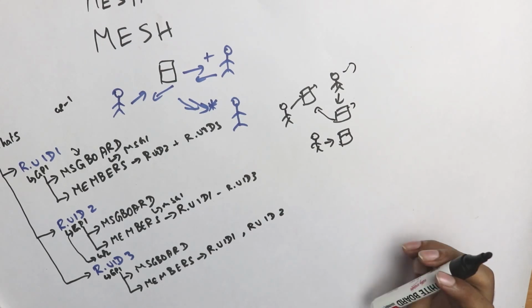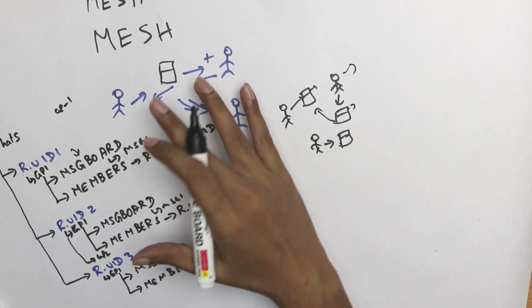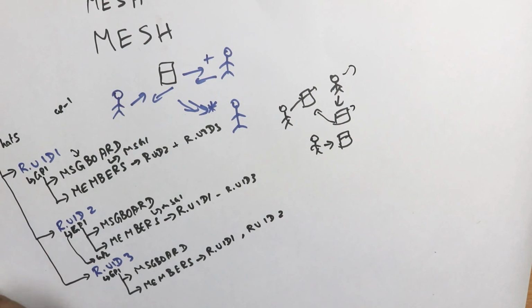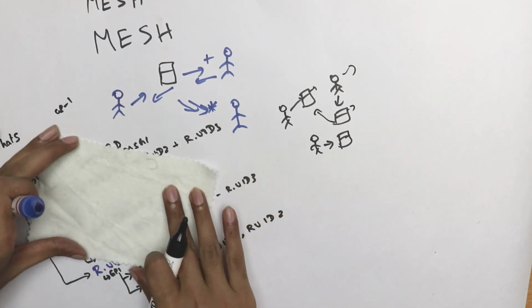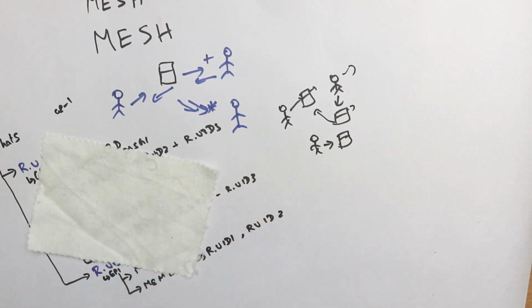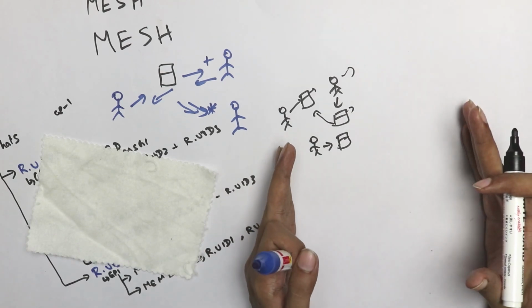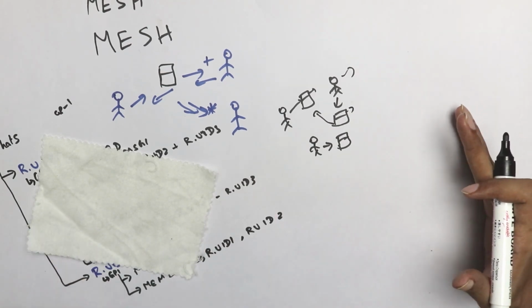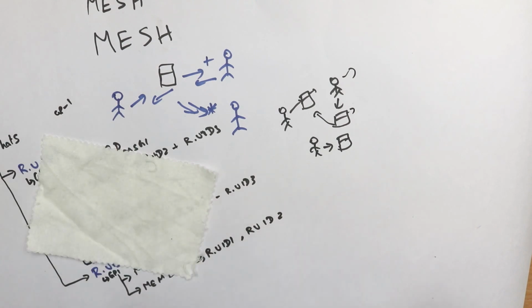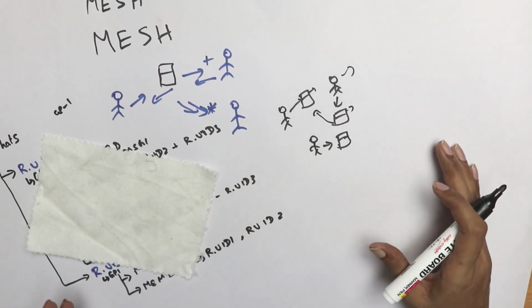Okay, how exactly are we going to simplify this? For now, ignore this entire thing. We'll put a cloth on that. For now, ignore this entire thing. Okay, this is where I'm going to show you how to simplify this entire structure, and that's how we'll be implementing it in our group chat application.